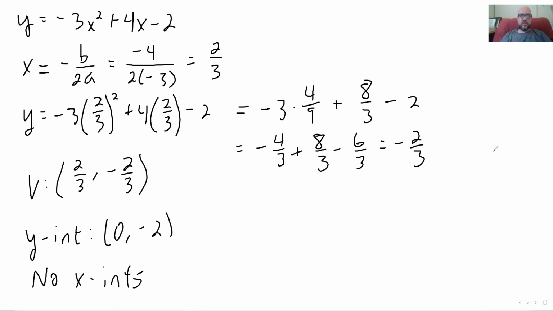So that's graphing parabolas. Find your vertex. Notice if it opens up or down. Find your y-intercept. Find the corresponding point to the y-intercept. And then find x-intercepts if there are any. And that's it. That's how you do it.